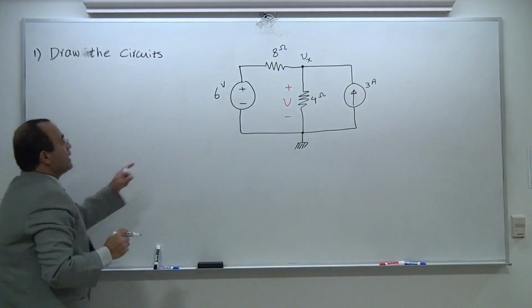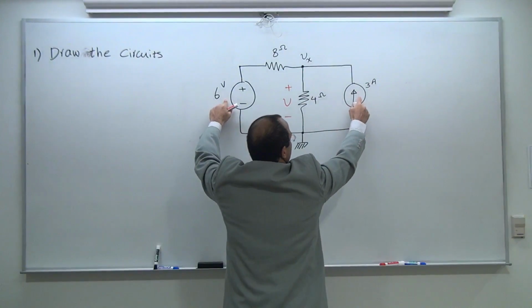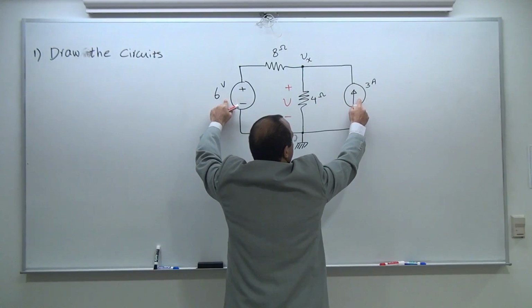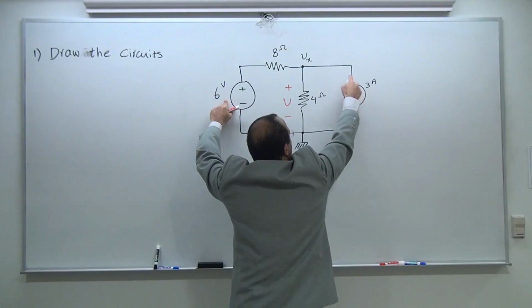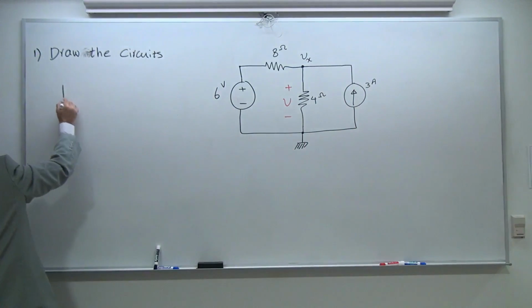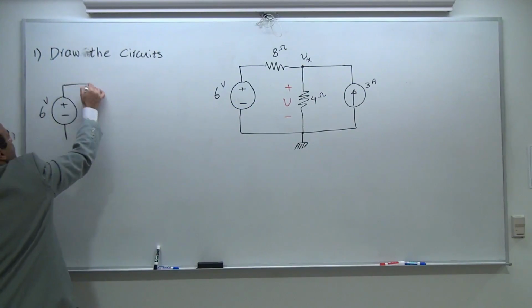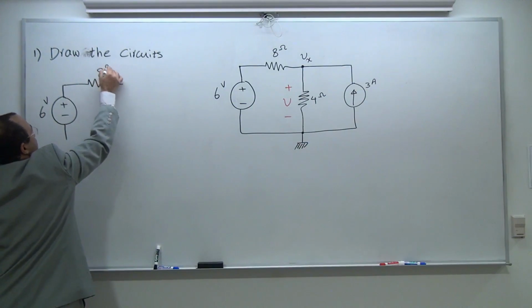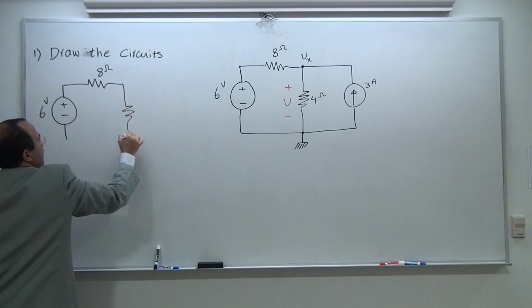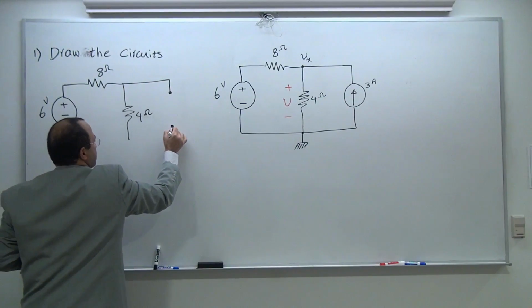So I'm going to keep this first, and I'm going to shut down this to 0. This is a current source. Shut down to 0, it means it's going to act like an open line. So let me begin. The first one is going to be 6 volt, 8 ohm, 4 ohm, and then broken line.